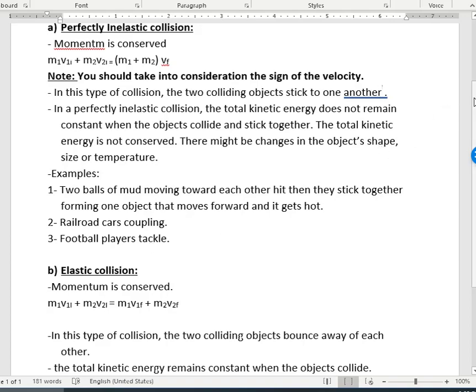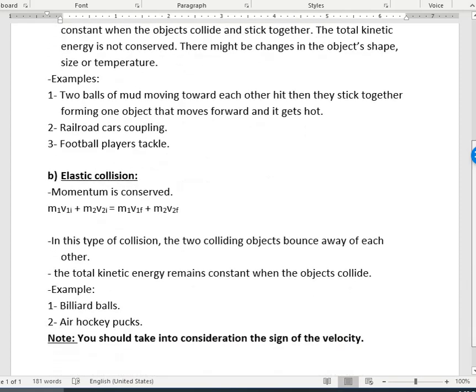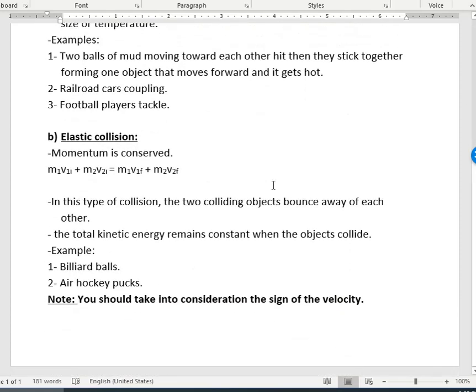Now, let's start with the other type of collision, which is elastic collision. In an elastic collision, the two colliding objects bounce away from each other. You can imagine any two billiard balls, for example. When they collide, they bounce away.